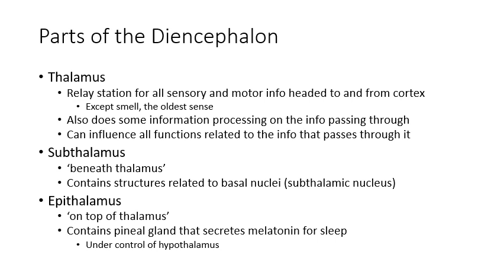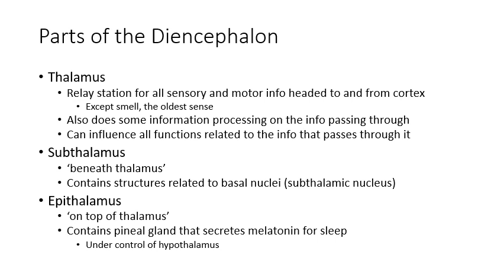Then you have the subthalamus, which is beneath the thalamus. You have structures in the subthalamus that give input to the basal nuclei and sort of function with the basal nuclei, specifically the subthalamic nucleus. Then you have the epithalamus, which is on top of the thalamus. The epithalamus contains the pineal gland, which secretes melatonin, which is the hormone that allows you to sleep.